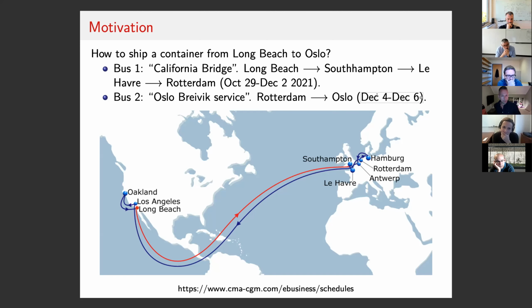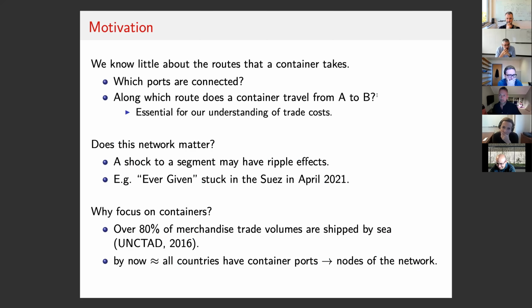So this is how the container industry works. There are lots of different buses around the globe, typically going in circles or in a loop, as you see in this picture. And as economists, we typically don't take those routes much into account: which ports are directly connected and which are indirectly connected. So where would you actually go if you want to go from LA to Oslo? For trade economists, we're interested because we want a good measure of trade costs, and those indirect links or routes clearly matter for the measurement of trade costs, at least by sea.